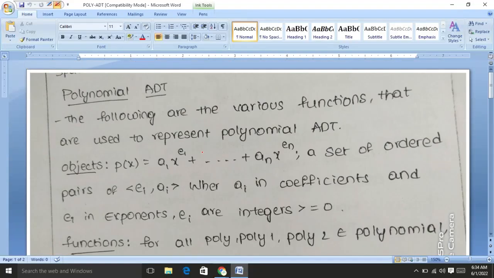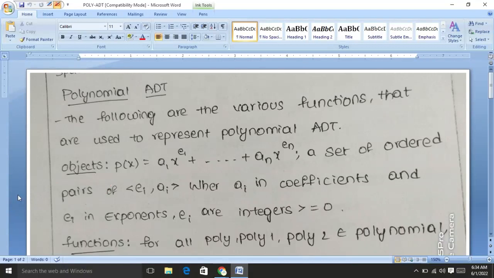I would like to explain some functions in the polynomial ADT. It is a little bit difficult to write this theory, so for that reason I wrote it on paper, scanned it, and put it in here.